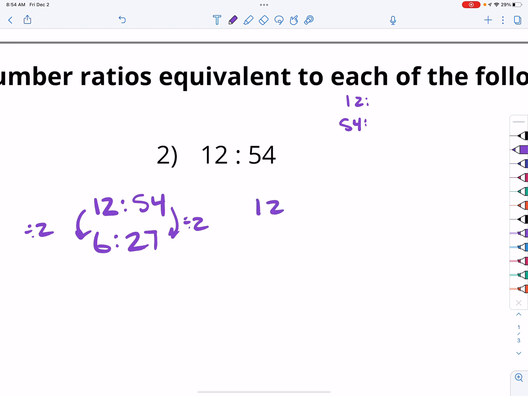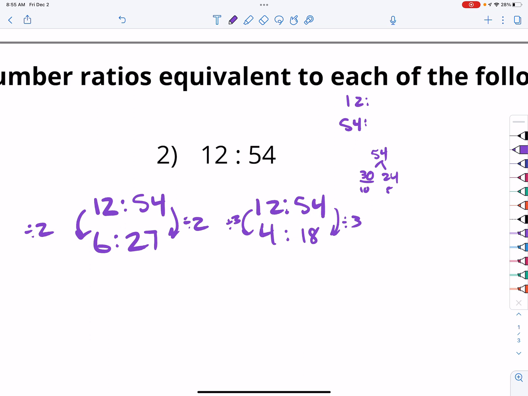Now, 12 to 54. Could we divide both of them by 3? I know 12 can be divided by 3, and that's 4. And 54, if I think of it like a 30 and a 24, because I know 30 divided by 3 is 10, and yes, so it can be divided by 3. And 54 divided by 3 is going to be 18.